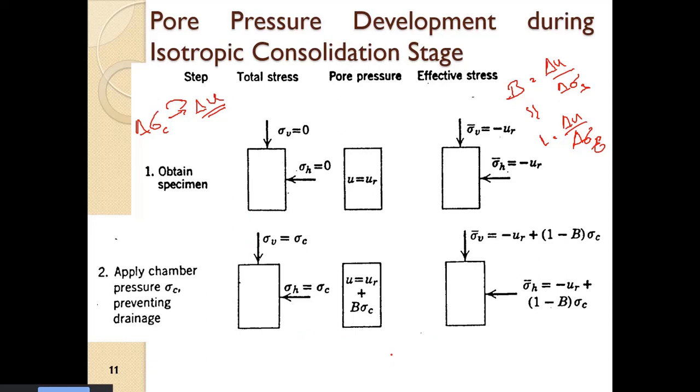So in the initial stage, if we plot pore water pressure and the cell pressure, it should be a line inclined at 45 degrees, because it should increase at the same rate, but it is not so. The increment of pore water pressure is less than the increment of cell pressure.